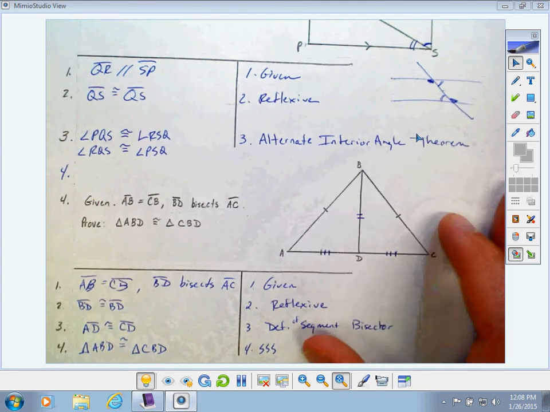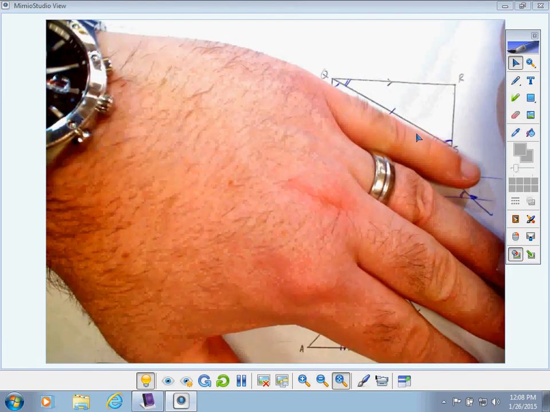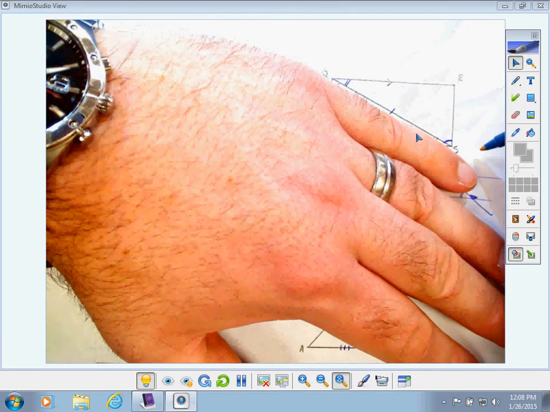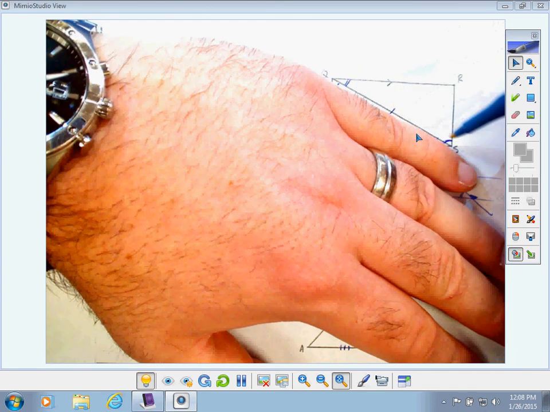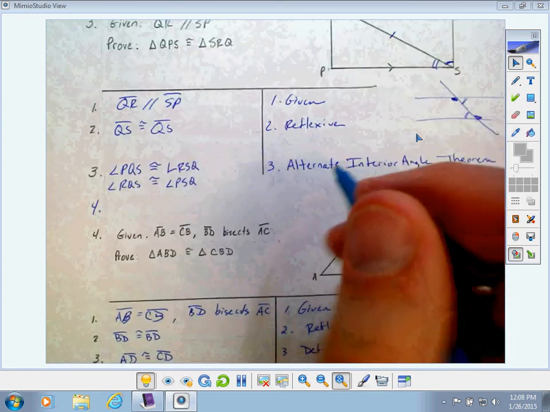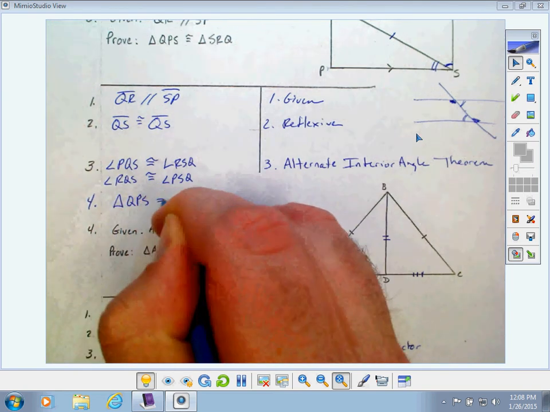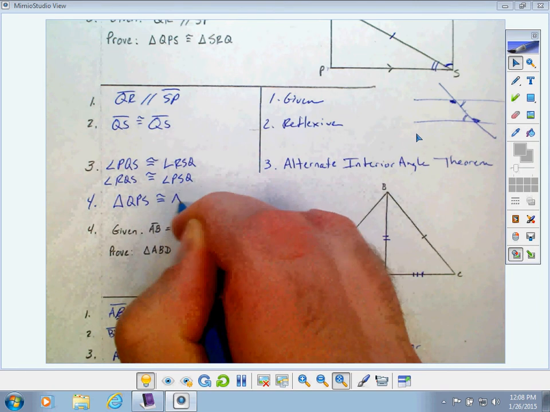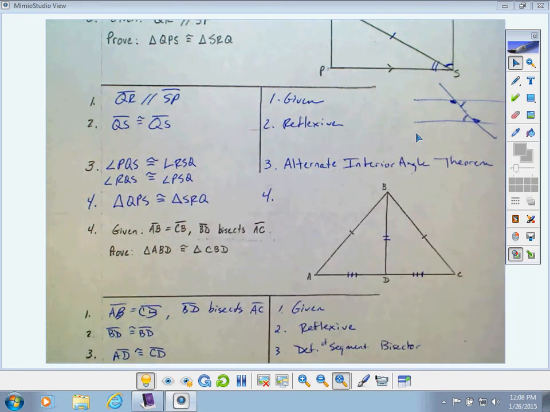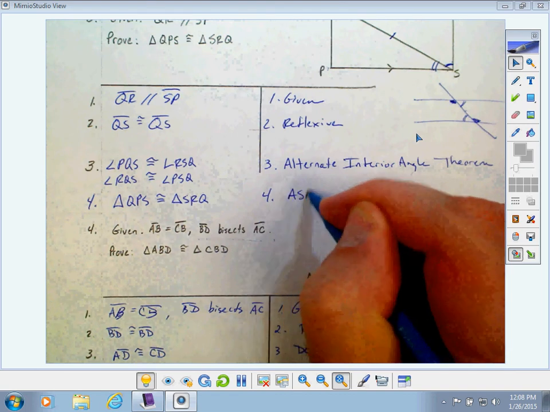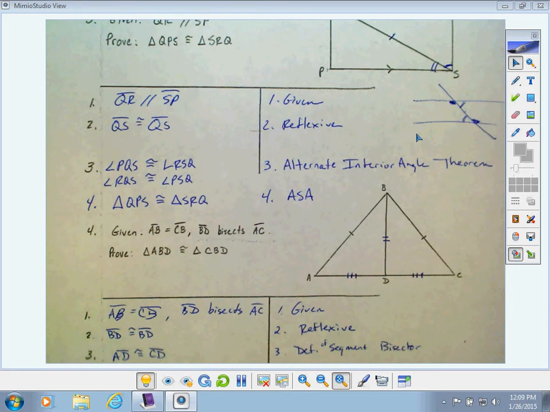So once again, when we look at the actual picture, we focus on one triangle. You have 3 separate things marked in that triangle, and again it's angle, side, angle. So we're ready to call them congruent. And our reason is ASA. Alright, so last one.